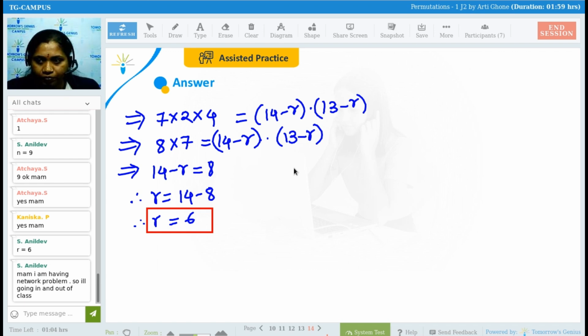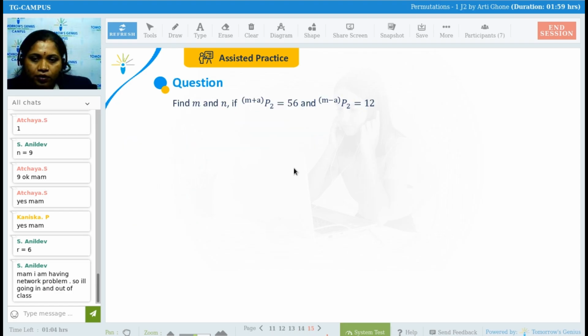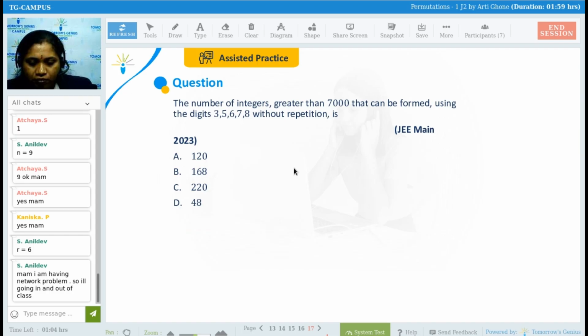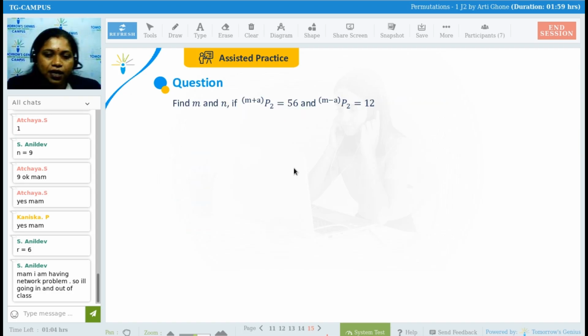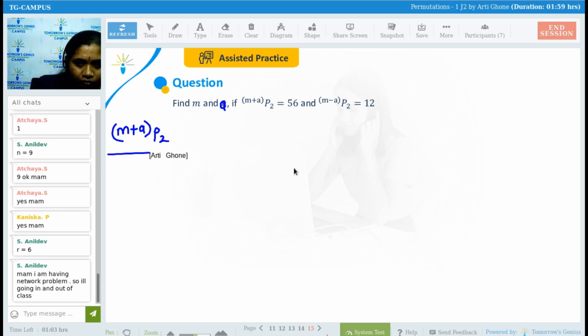Okay. Now, next one, you will try this one. This is find the value of a. If (m plus a)P2 is equal to 56 and (m minus a)P2 is equal to 12. So try with the ratio only. You will get a simple answer. Try with this ratio (m plus a)P2 upon (m minus a)P2. Now it will be reduced.